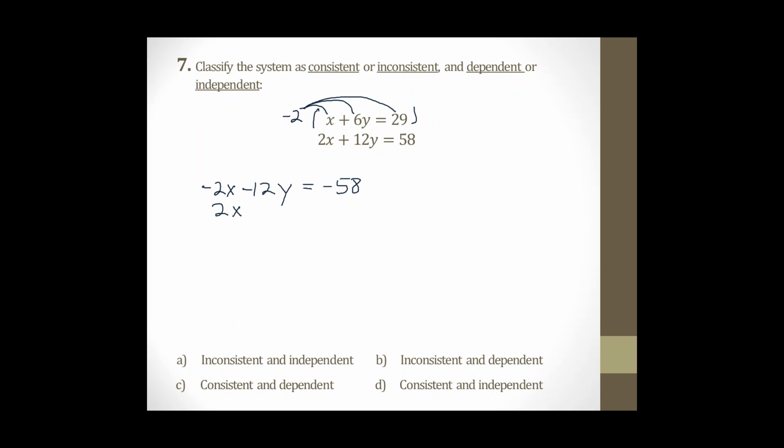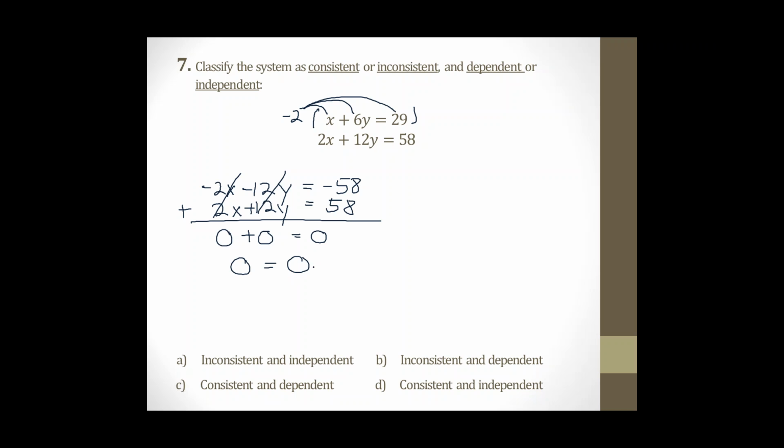So writing my second equation underneath, some of you might already see what's going to happen, but I'm going to work out this problem to finish. And when adding these two down, the negative 2x plus 2x is going to be 0. The negative 12y plus 12y is going to be 0. And negative 58 plus 58 is going to be 0. But different than the previous problem, this time I have a true statement.